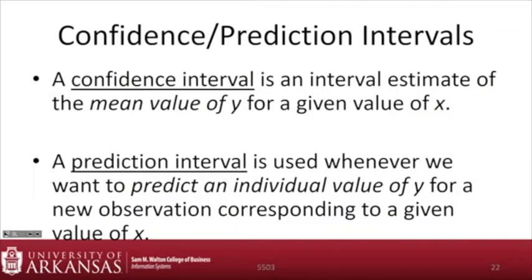We can actually get a confidence interval around a particular point. Or we have what is called a prediction interval. Our prediction interval is used whenever we want to predict an individual value of y, or some new observation corresponding to a given value of x. So our confidence interval is going to look at kind of the average value. Our prediction interval is going to look for one specific point. Let's say that again, because I want to make sure I say it right. Our confidence interval is going to look for, on average, our prediction interval is going to look point by point. And I have an example of this to show you here in a second.